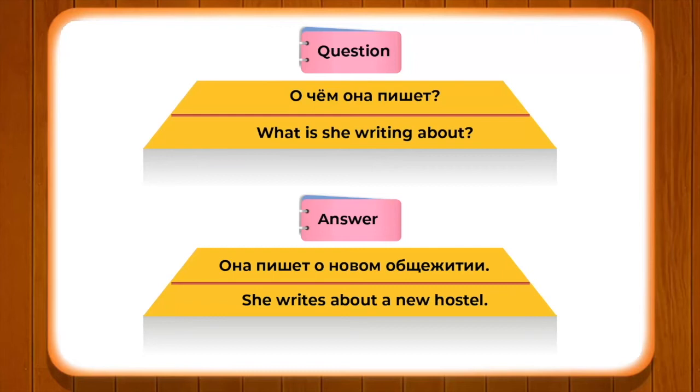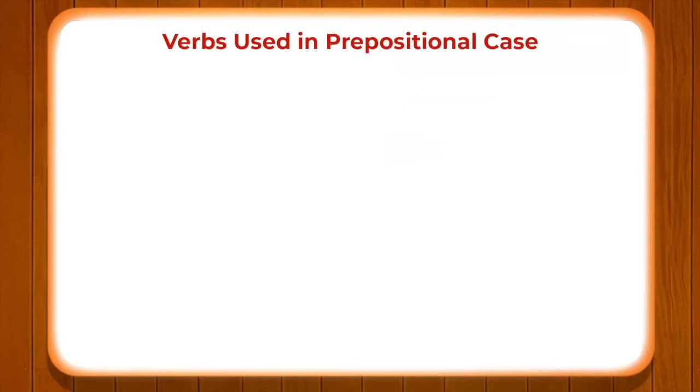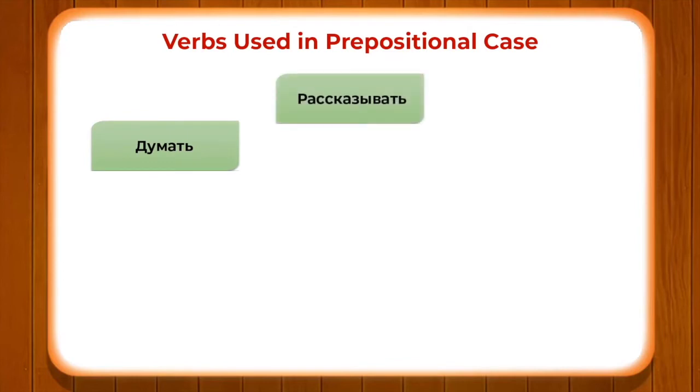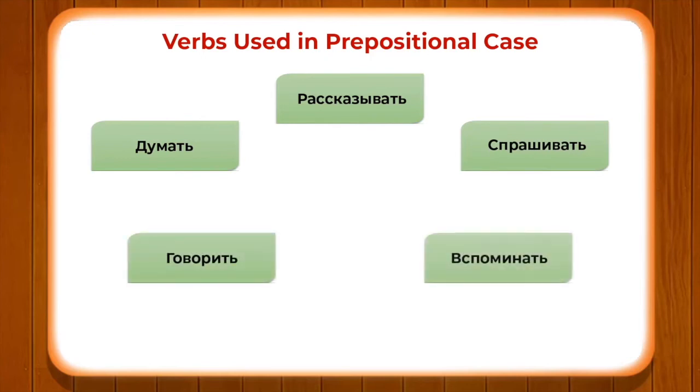All right, so I think the concept is clear. To reinforce it further, please pay attention and do exercises as many times as possible and use these kinds of concepts in your own sentences. All right, now let's see some of the very important verbs we generally use in this case, which is known as prepositional case or предложный падеж. The first one is думать, then рассказывать, then спрашивать, then говорить, then вспоминать.